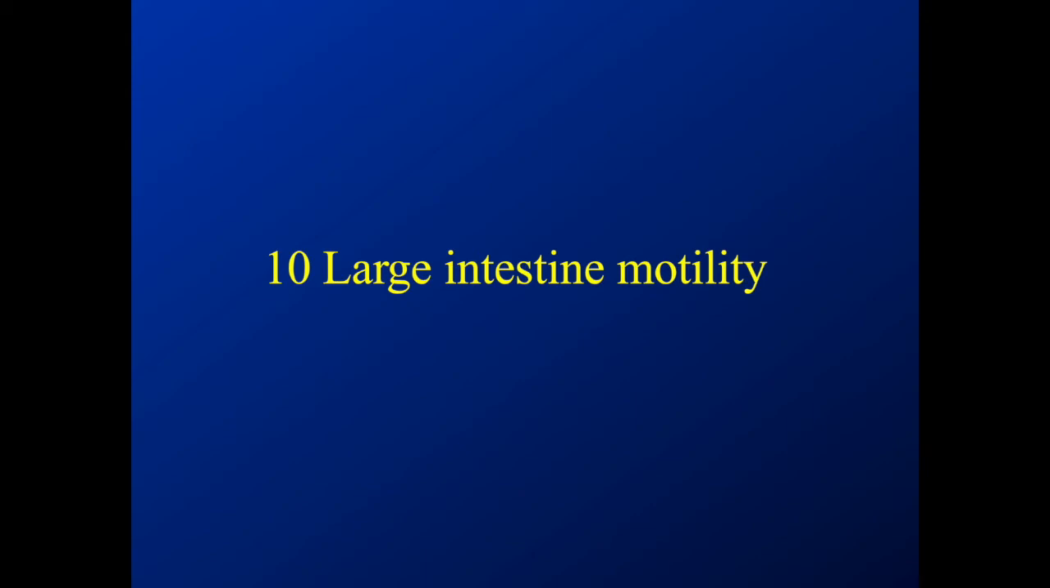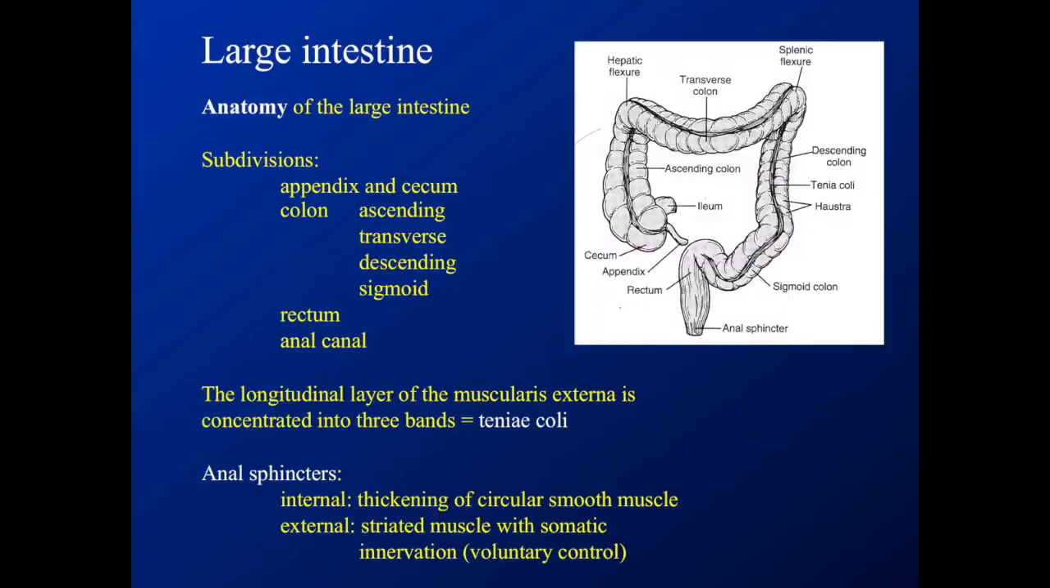Let's talk about large intestine motility. So, just to remind you of the anatomy of the large intestine, there are several areas to it. It starts with the ileocecal valve, and then you have the cecum with the appendix in it, and then you have the ascending colon, followed by the transverse colon, and then the descending colon into the sigmoid colon, and then you have the anal sphincters at the end of it.